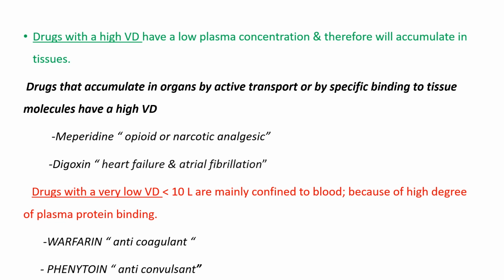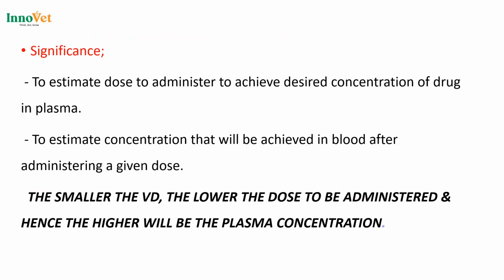The second point to take is that the drugs with a very low volume of distribution, usually less than 10 liters, are mainly confined to blood. That's the meaning. And this is because of their high degree of plasma protein binding. The best examples of these drugs are warfarin, which is an anticoagulant, and phenytoin, which is an anticonvulsant. Lastly, we shall understand the significance of volume of distribution.